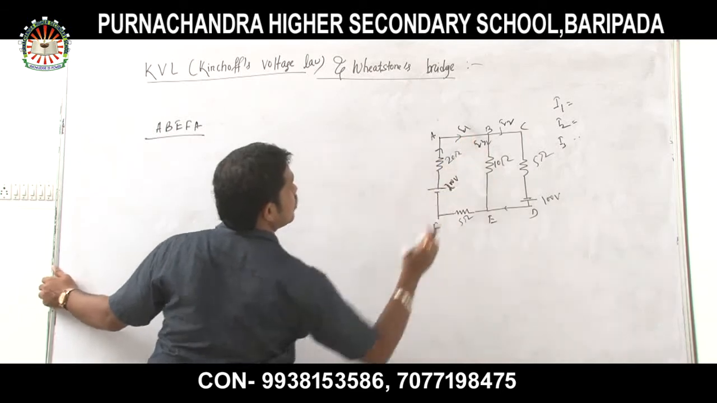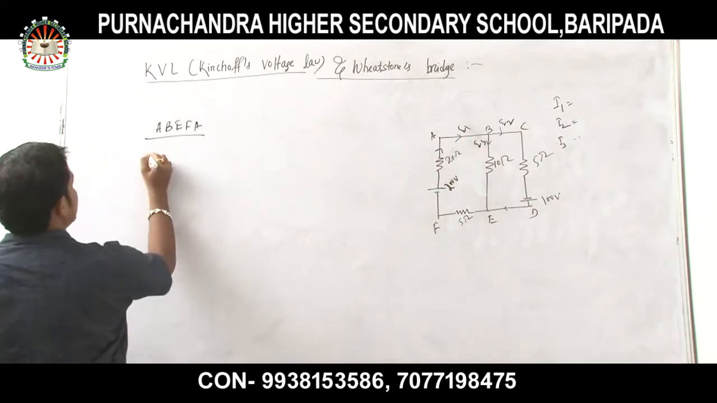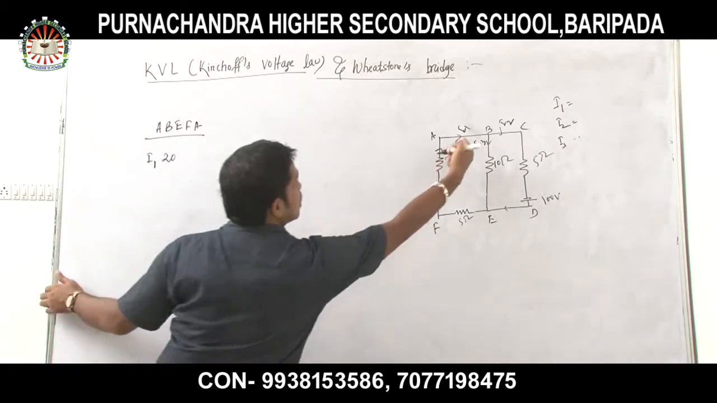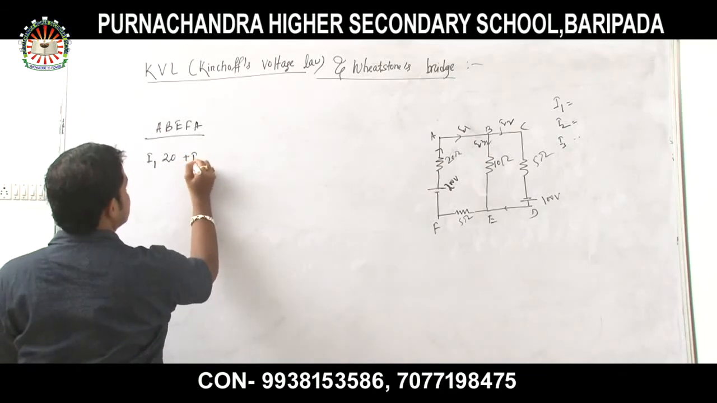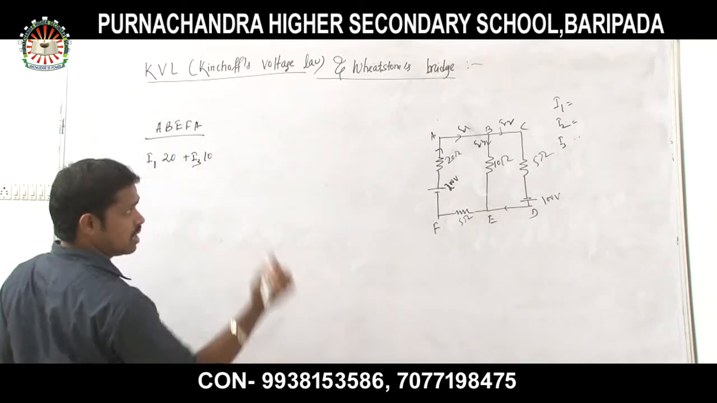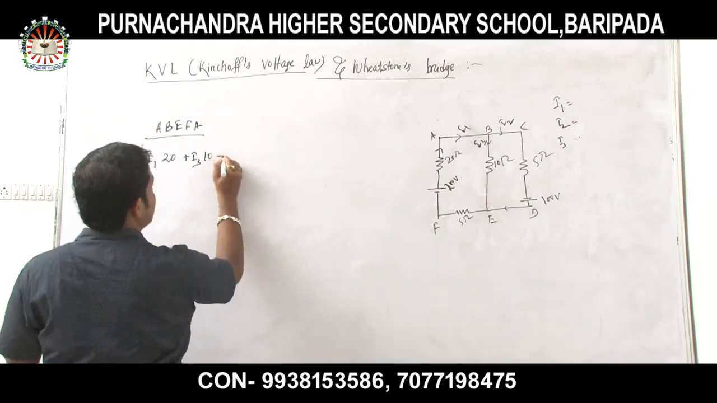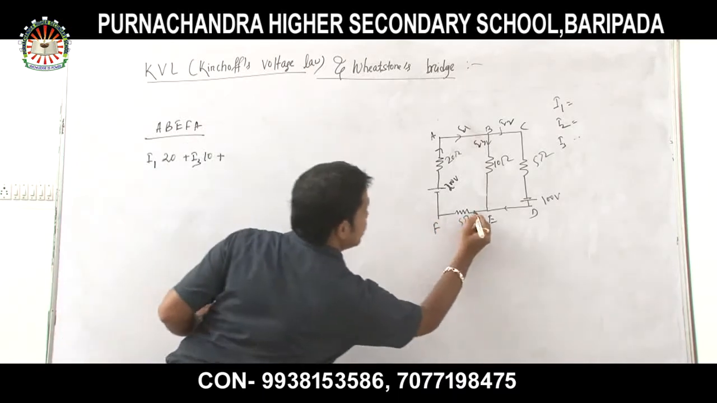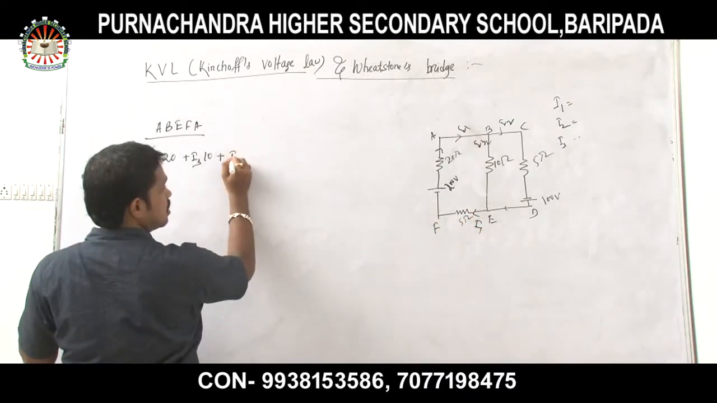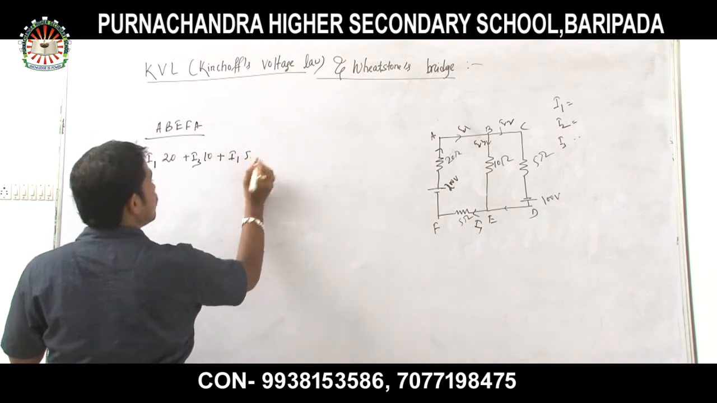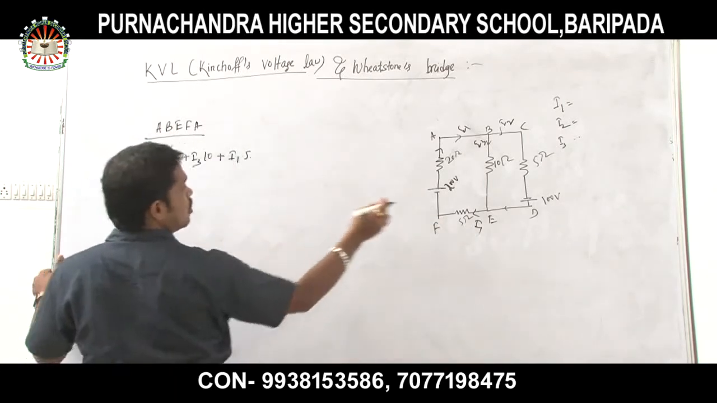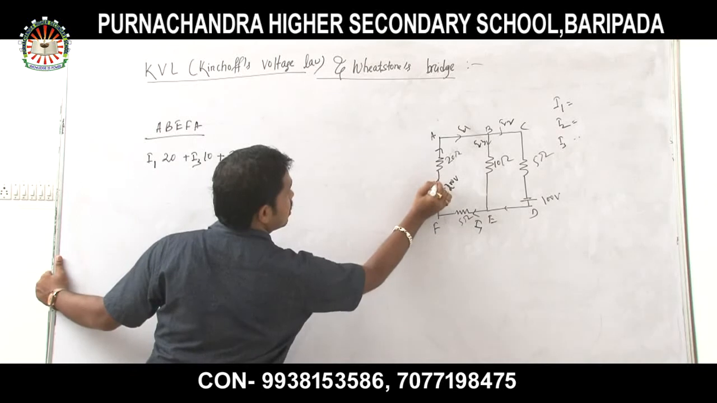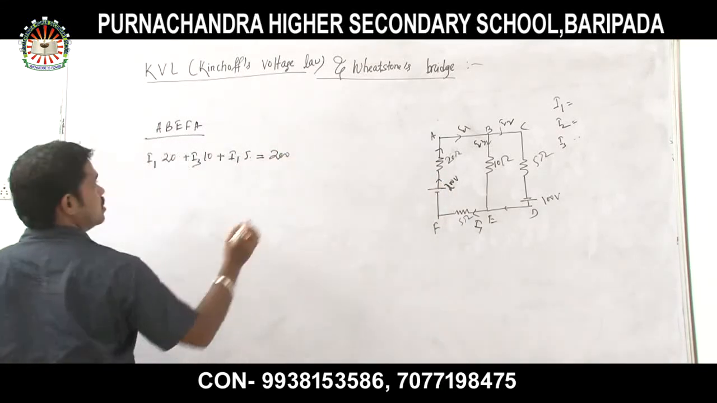So this is your I1. This is I1 into 20, clockwise. Then we enter here, so plus I3 into 10. Then come here, where this is again your I1, so plus I1 into 5. Clear? Now this is equal to the total, since it is producing a clockwise current, 200. So this is equation 1.